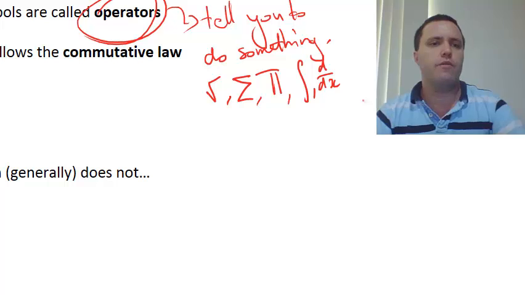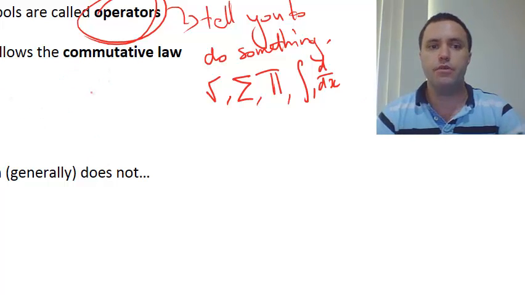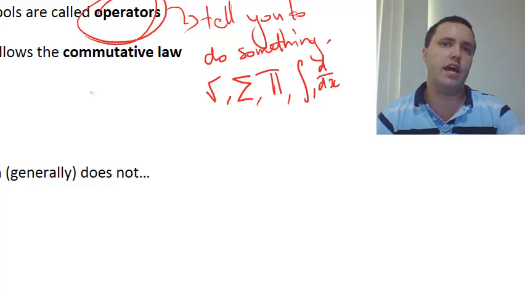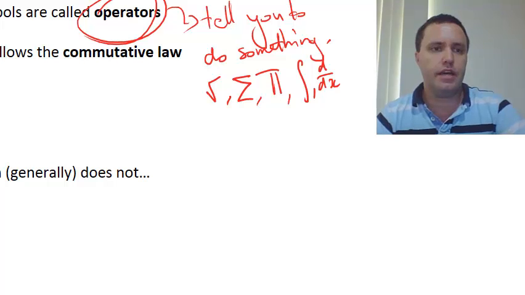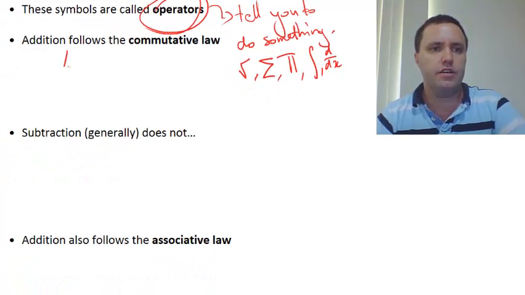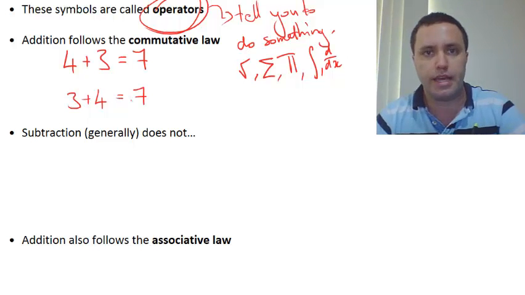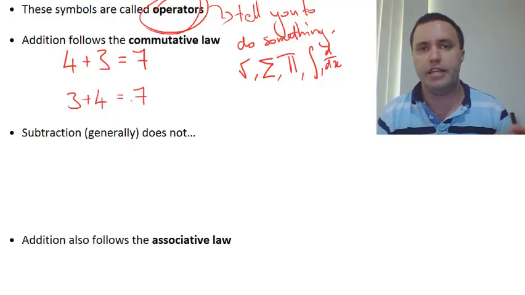Right, addition follows something called the commutative law. What the commutative law means is that we can move around the numbers without having any issues with it. We can take a number, move it somewhere else, and it doesn't change the value at all. We can see this by the fact that 4 plus 3 is equal to 7, and we can switch these around. 3 plus 4 is equal to 7 as well, which means that the commutative law means you can rearrange the numbers and it doesn't change the value at all.